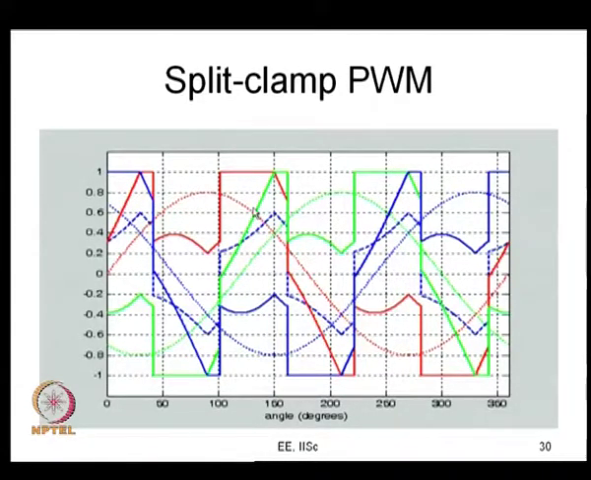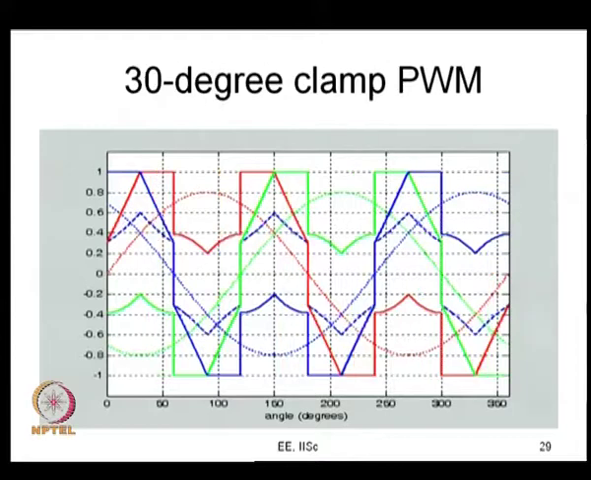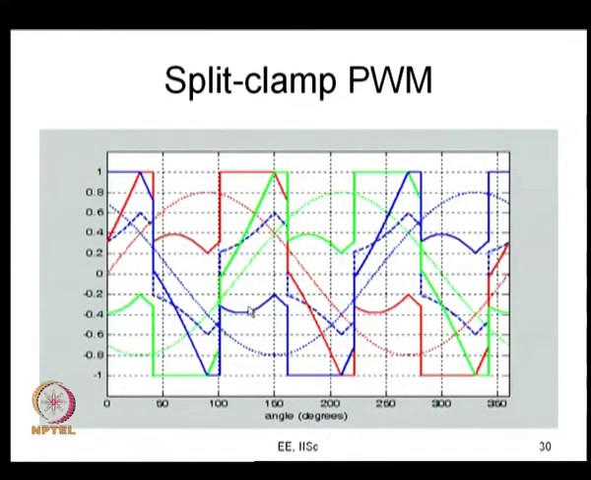This is a particular case and it has not been very well studied till now. I mean, there are very limited studies on this. 30 degree clamp is widely known, but the generalization of the 30 degree clamp, named split clamp, is not so well studied. I will come back to this when I deal with bus clamping PWM from the space vector perspective also. Split clamp PWM is not very easy to be seen from the 3 phase modulating signals, but it is much easier to be seen from the space vector point of view. So, I will just touch upon that when I deal with the space vector based PWM lectures.